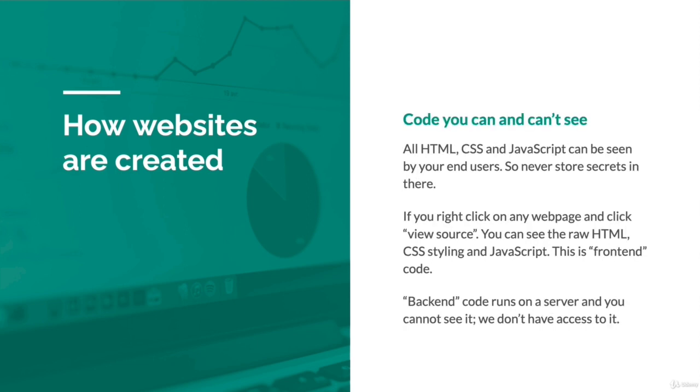Code you can't see. All HTML, CSS, and JavaScript can be seen by your end users. So never store secrets in there. If you right-click on pretty much any web page and click View Source, or go to, I think it's usually File, View Source, you can actually see the raw HTML, CSS styling, and the JavaScript. That's all considered front-end code.